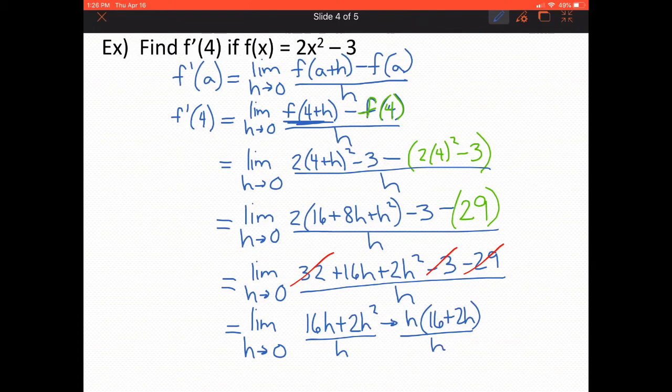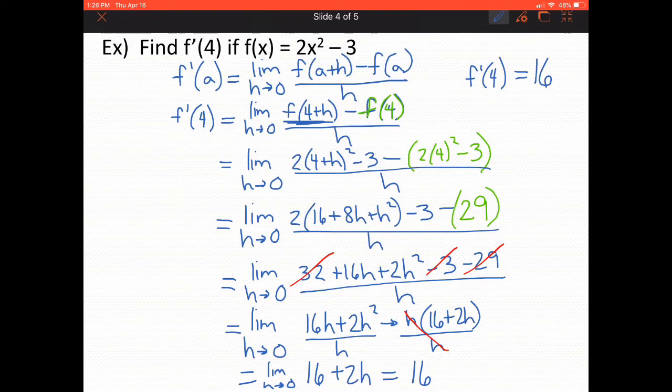And I notice that the h's will cancel. So we have the limit as h approaches 0 of 16 plus 2h, and now that the h is gone from the denominator, you can plug in 0 for h, and you get 16. So we found that f prime of 4, or the derivative of the function at 4, is 16. If you were to graph 2x squared minus 3, and locate where x equals 4 and draw a tangent line, the slope of that tangent line would be 16.